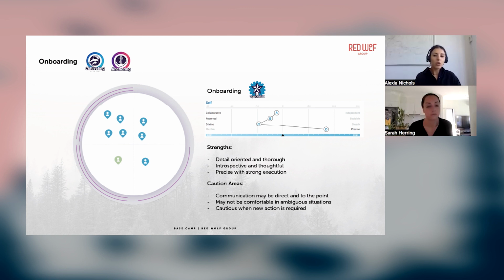Also, just be a little bit cautious when any new action is required. Again, they want to be an expert, they've got that high formality drive, so be a little bit cautious whenever anything new is being implemented that might affect how they work. Give a little bit of that time and clarity in terms of what's changing, so they can put the necessary measures in place.